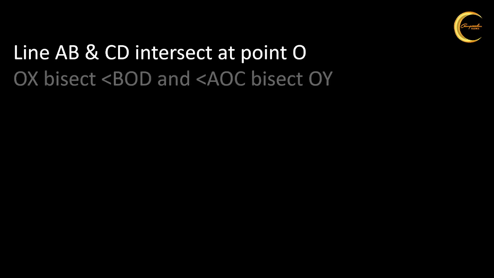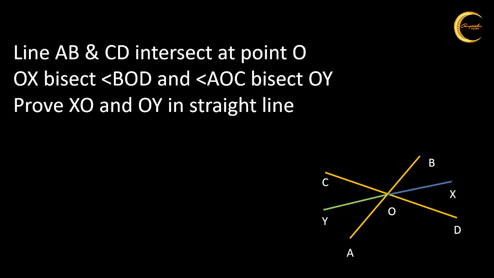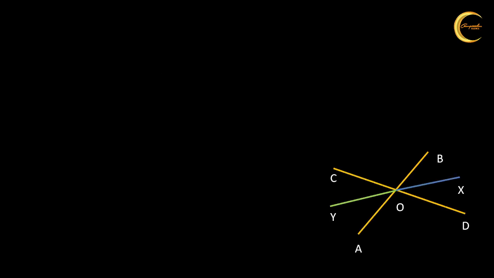But let's see how I prove it. Lines AB and CD intersect at point O, OX is the bisector of angle BOD, and OY bisects angle AOC. Prove that OX and OY are in the same straight line. So anybody who wants to write this up can follow my video and take this write-up for your information or for your exam. Now, let's come to the solution.